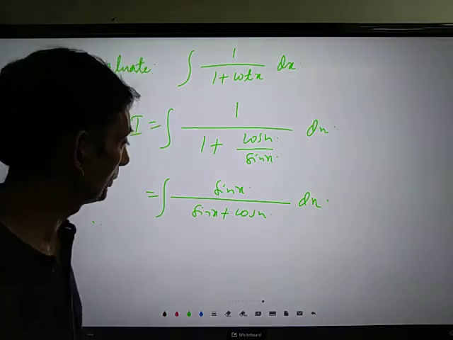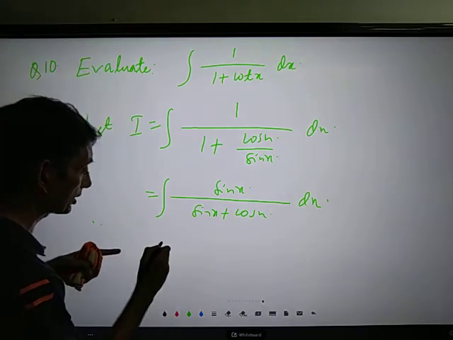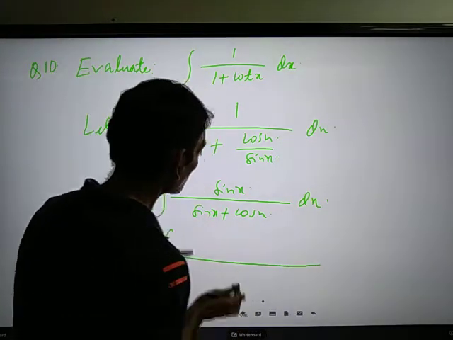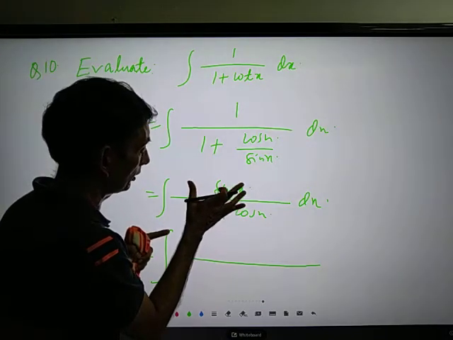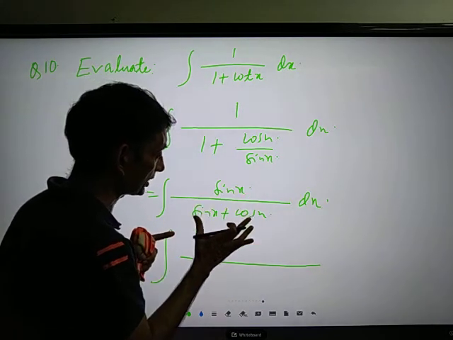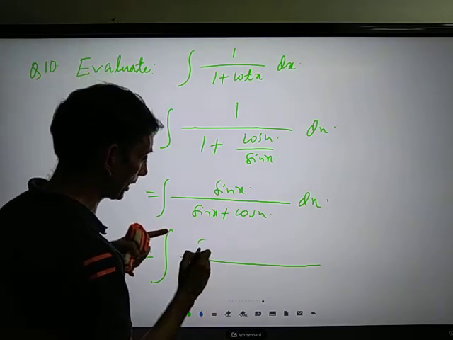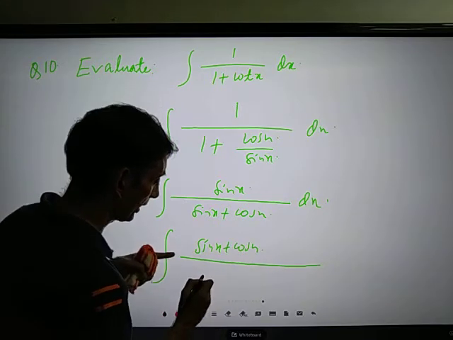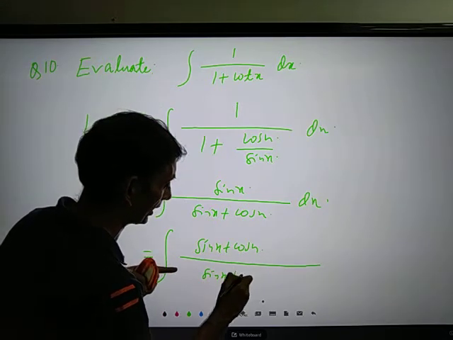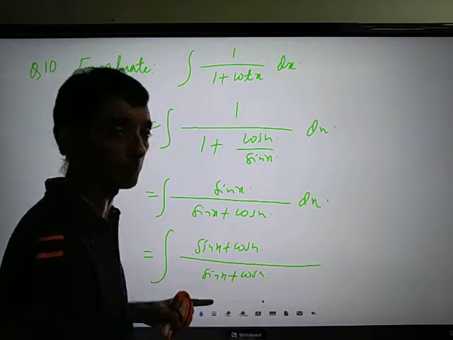Okay, and with this, let's complete this question. What you need to do with the numerator is always try to write an expression which is similar to the denominator. So what I'm going to do is write sin x plus cos x. Here sin x plus cos x is already there. So what is the logic for this? Let me complete it first, then you'll understand.